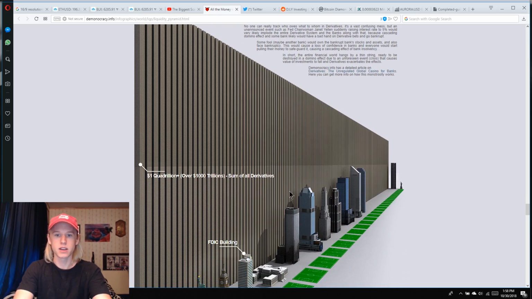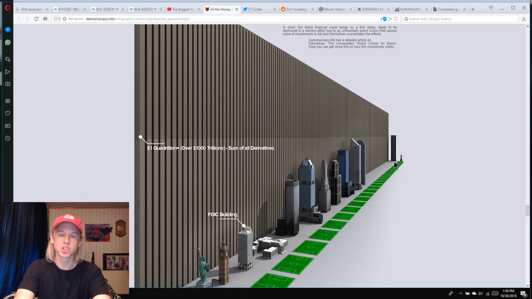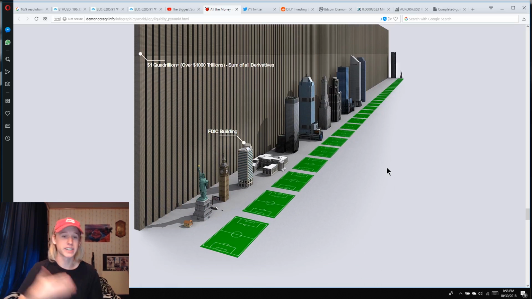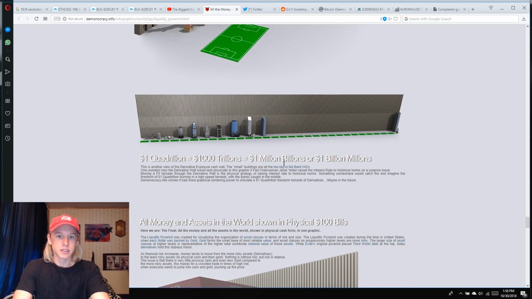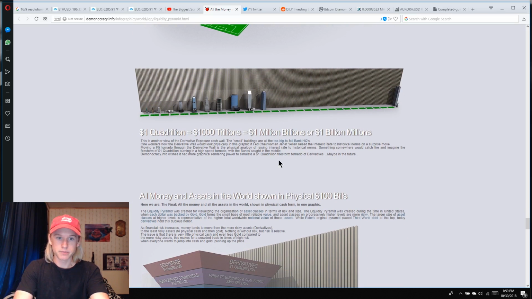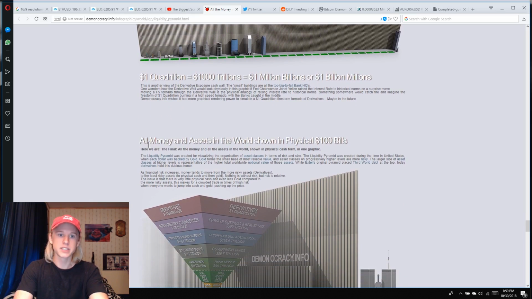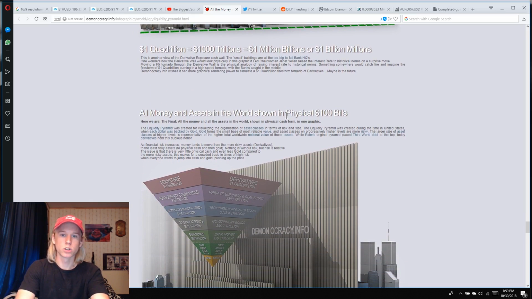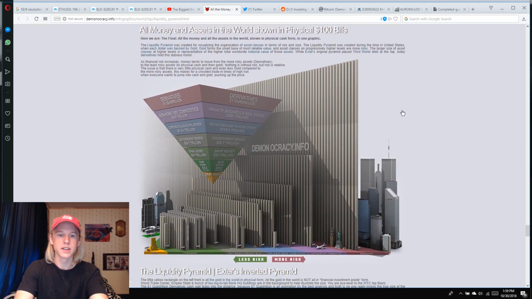That's just insane. I could not even imagine. It's hard to say how much money could go into Bitcoin, just because there's so much of it out there. And it's going to tie in a lot of what we've yet to be able to get into. So then you've got 1 quadrillion. Now this is all money and assets in the world shown in physical $100 bills. This is the big scheme of things. You've got derivatives, private business, real estate, securitized debt, listed stocks, government bonds, bank money, base money, and gold.